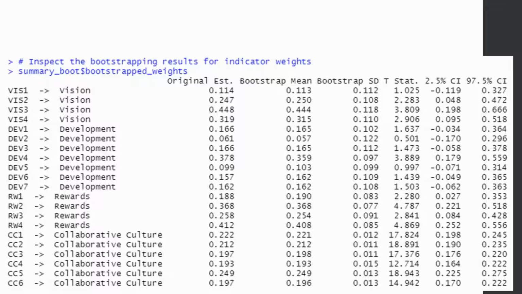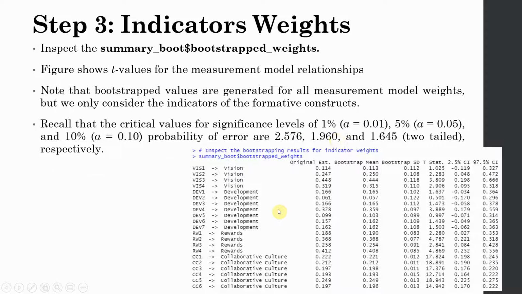Now some of them are significant while some of them are insignificant. Note that the bootstrapped values are generally for all the measurement model weights, but we only consider the indicators of formative constructs. Now look at this. This was reflective, but still you got it in the output, but we are not going to discuss this. We are only interested in the formative constructs. Now let's recall. For 1% it was 2.576, that is your t-value. For 5%, for 10%. But in this case we are focusing on 5%, 1.96. Some of the weights are significant while others are insignificant. However, the majority of them are significant.